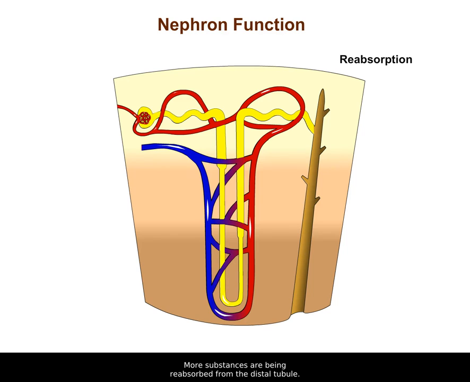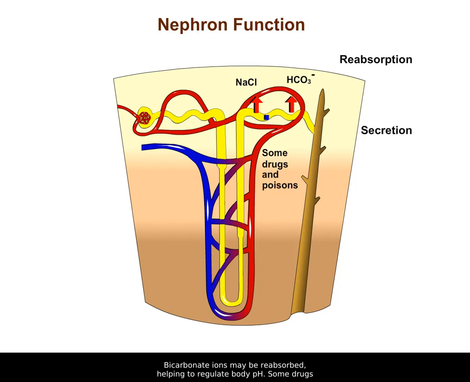More substances are being reabsorbed from the distal tubule. Sodium chloride is being actively transported out of the filtrate. Bicarbonate ions may be reabsorbed, helping to regulate body pH. Some drugs and poisons are secreted from the blood into the filtrate at this point, and this is another place where hydrogen ions may also be secreted into the filtrate to further adjust pH.